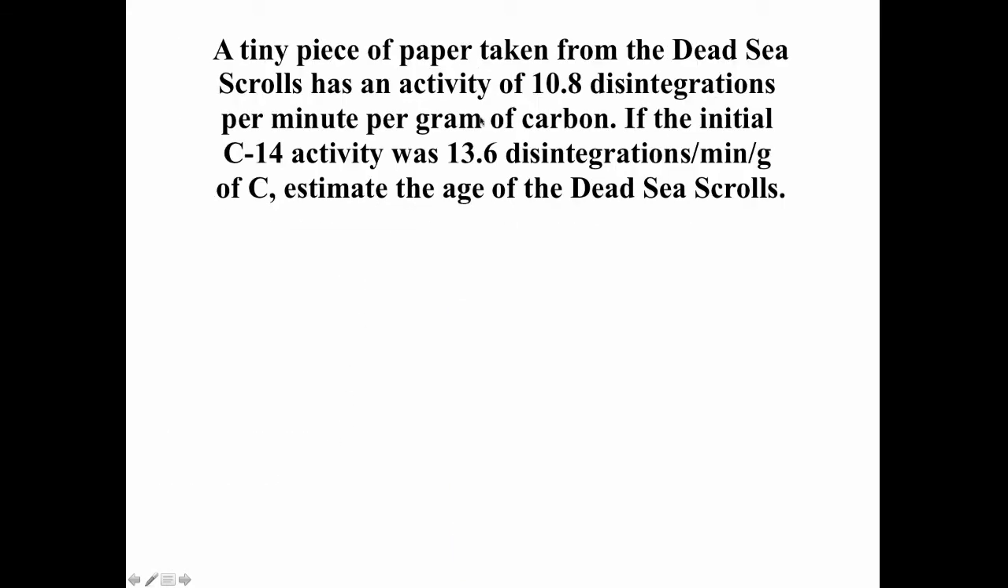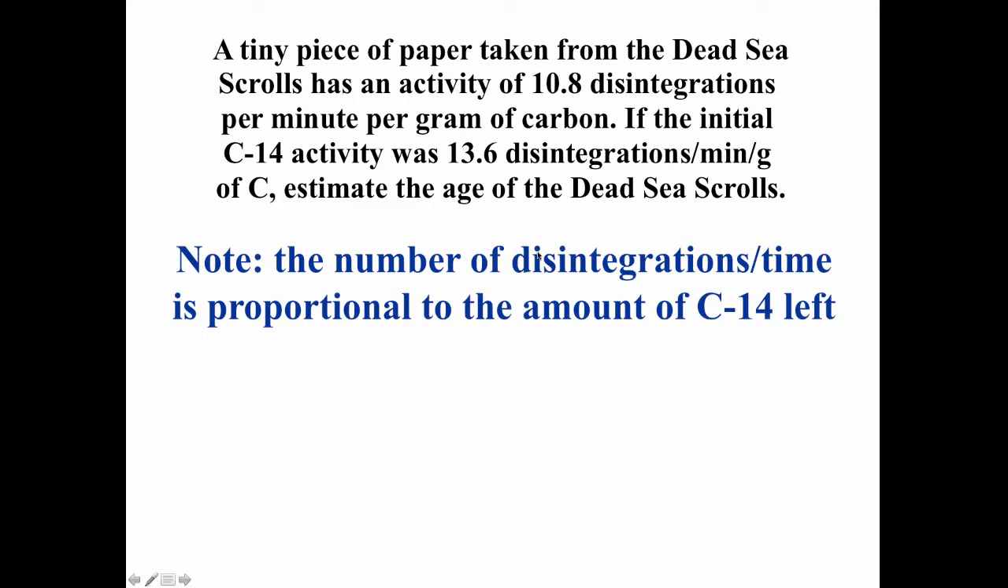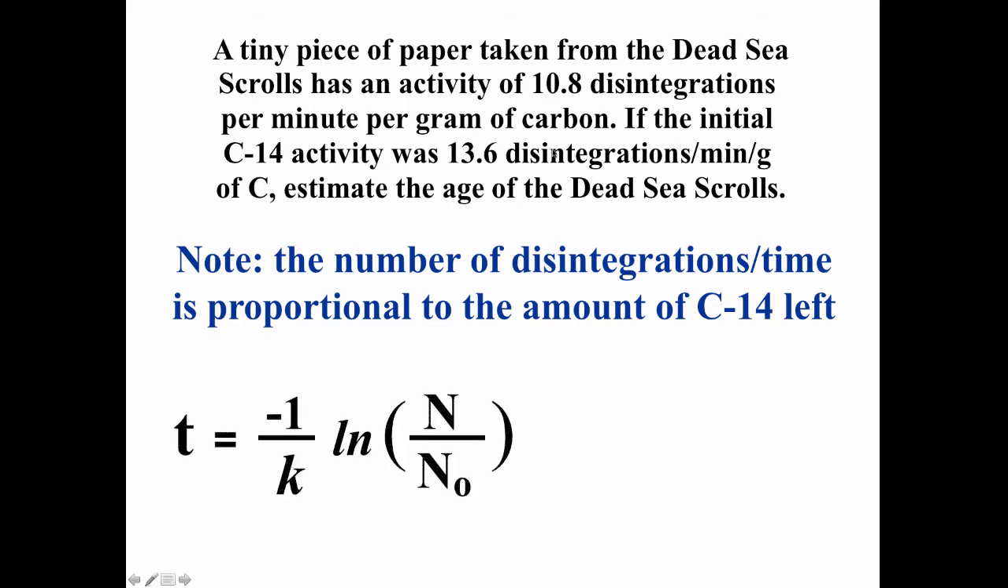So here is our data for this problem, and note, this is the kind of new thing: the number of disintegrations per second or per minute or per hour is going to be proportional to how much carbon-14 is left. So a normal living organism's carbon-14 decay rate would be 13.6 disintegrations per minute per gram of carbon. The Dead Sea Scrolls have an activity that's less, 10.8 disintegrations per minute per gram.